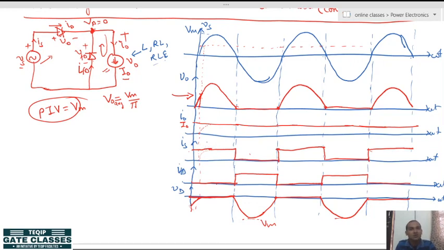All right. So I hope you have understood the advantages of the freewheeling diode and how the freewheeling diode changes our circuit and its waveforms.